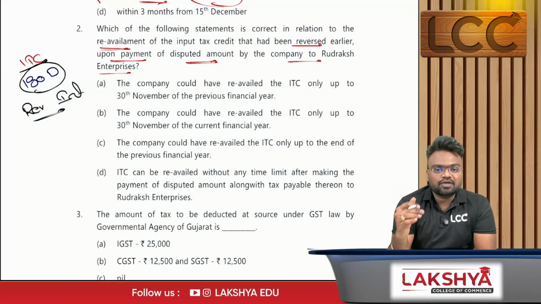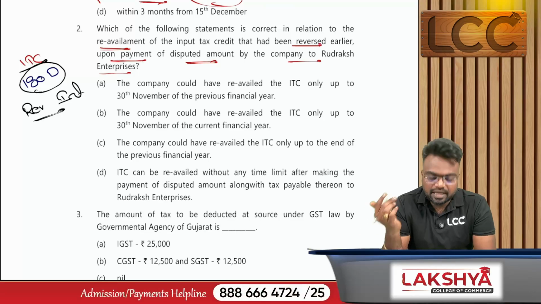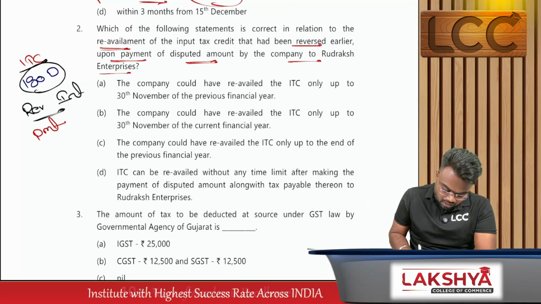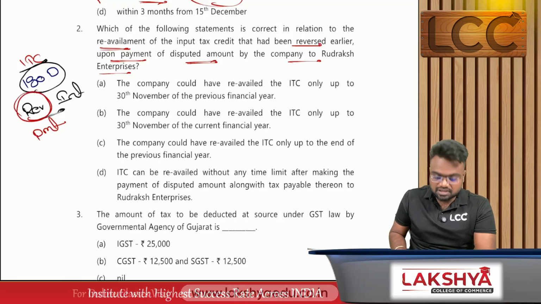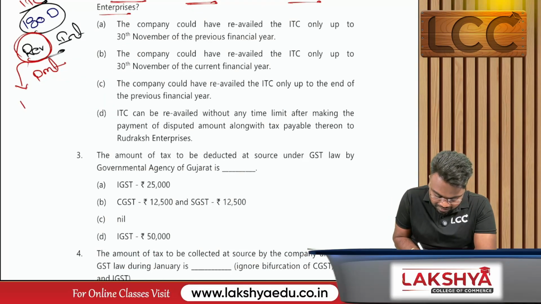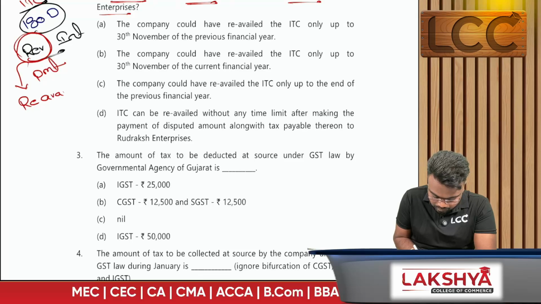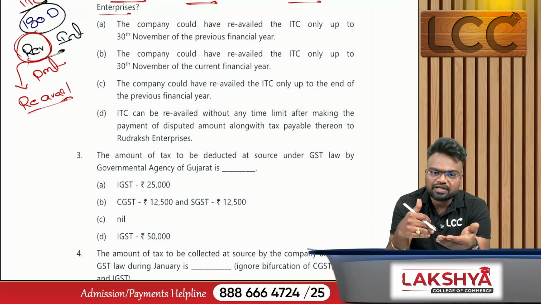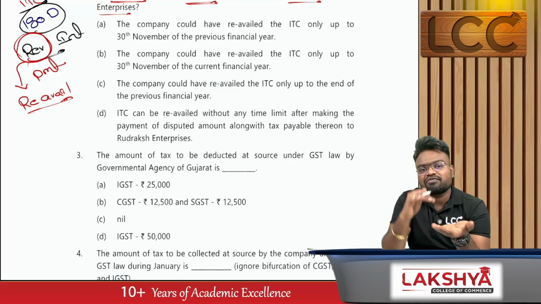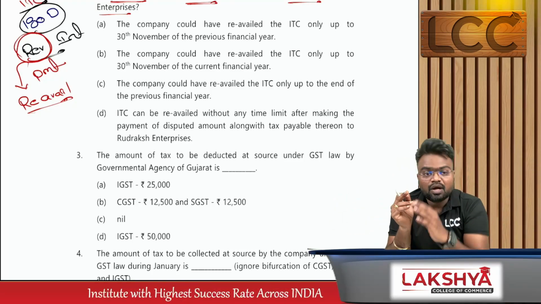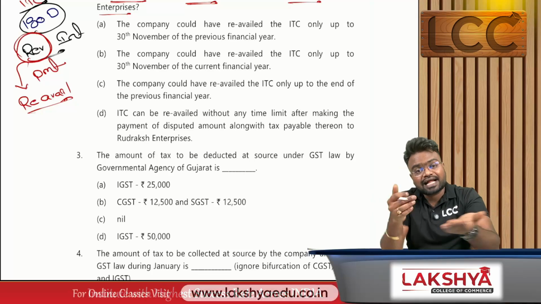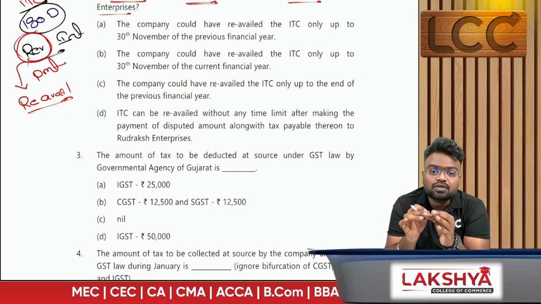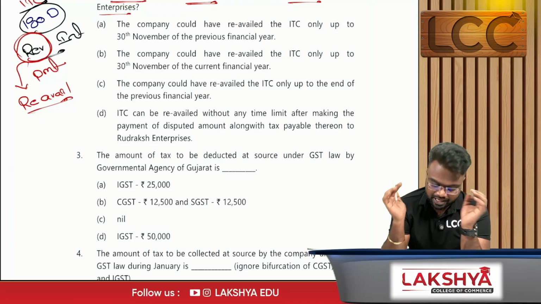And if at any subsequent date, you again made the payment, then the amount so reversed, we can re-avail. Okay now, so if payment has not been made within 180 days, we need to reverse. After 180 days, if you make the payment, whatever the ITC that you reversed, that can be re-availed again. There is no time limit. There is no time limit for re-availment of ITC.